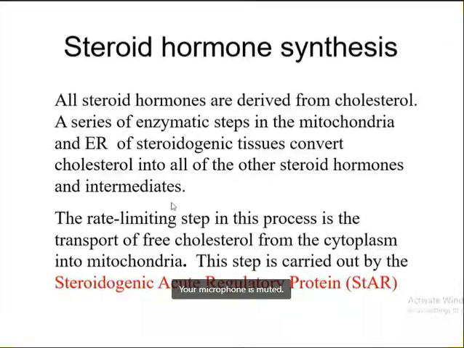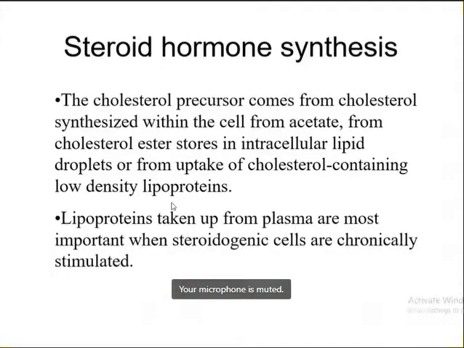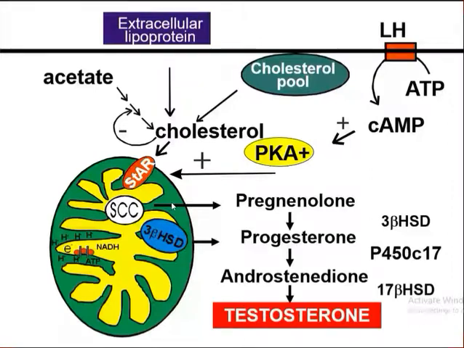The cholesterol precursor comes from cholesterol synthesized within the cell from acetate, from cholesterol stores in intracellular lipid droplets, or from uptake of cholesterol-containing low density lipoprotein. Lipoprotein taken from the plasma is most important when steroidogenic cells are chronically stimulated. Now, you can see here cholesterol, acetate, cholesterol pool.